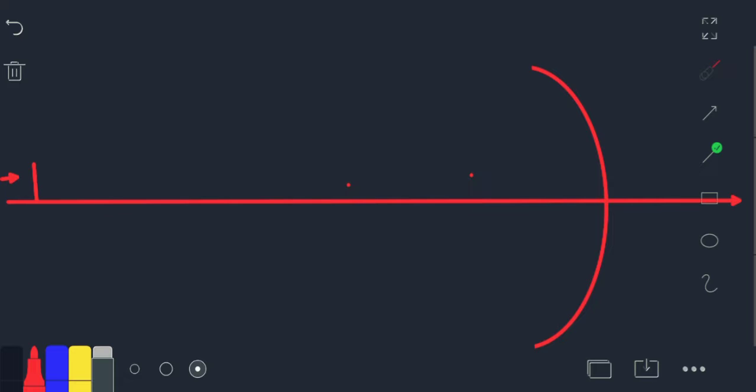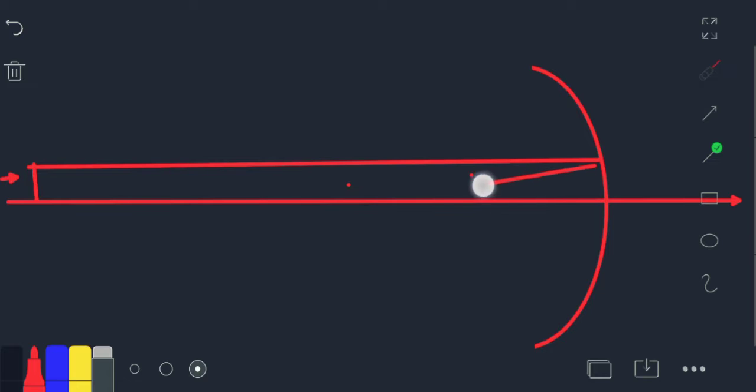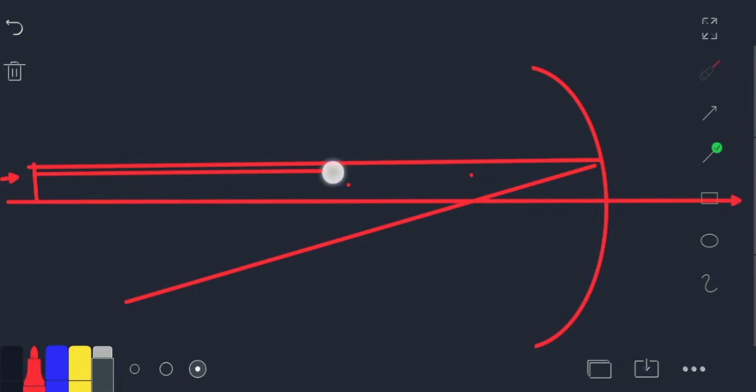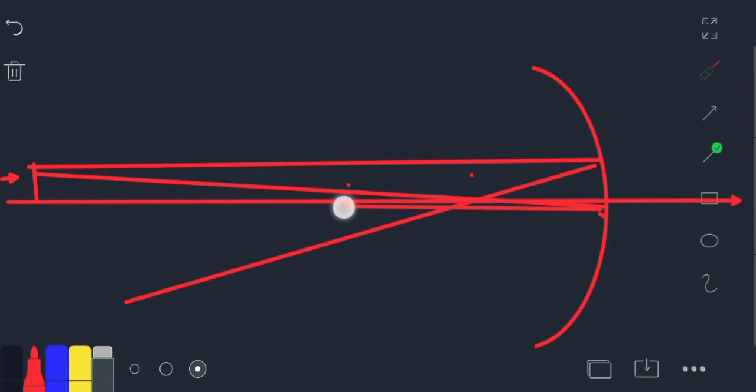So our first rule: if the incident ray is parallel to the principal axis, then the reflected ray passes through the principal focus. So the incident ray will be parallel to the principal axis, and the reflected ray will pass through the principal focus. Now the second rule, the reciprocal of this: if the incident ray passes through the principal focus, then the reflected ray is parallel to the principal axis. So this is our second rule. Here our reflected ray is passed through the principal focus.